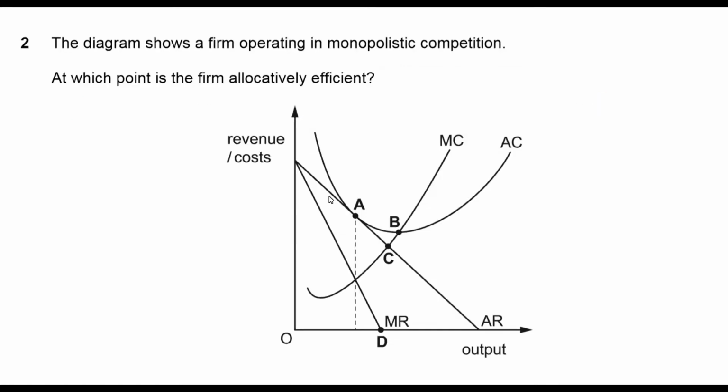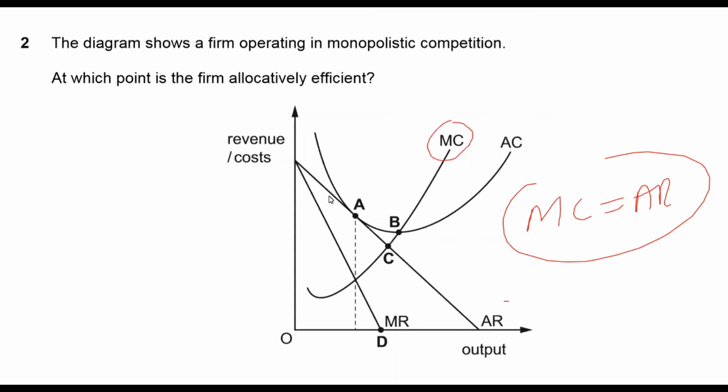The question says the diagram shows a firm operating in monopolistic competition. At which point is the firm allocatively efficient? The condition for allocative efficiency is very clear, and that condition is MC should be equal to AR, and MC is equal to AR at point C. So C is the correct answer.